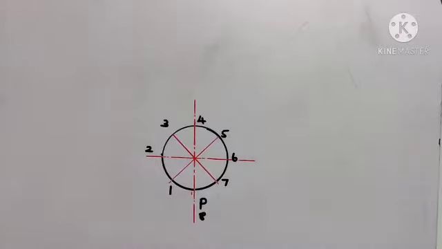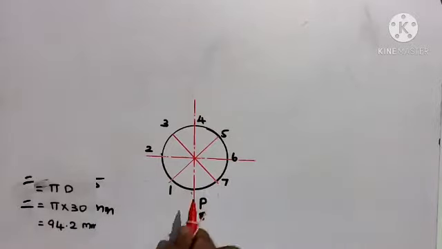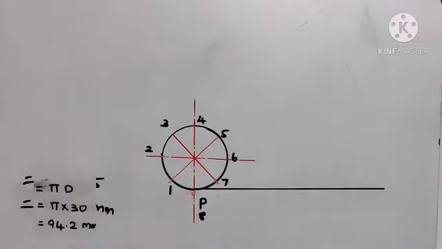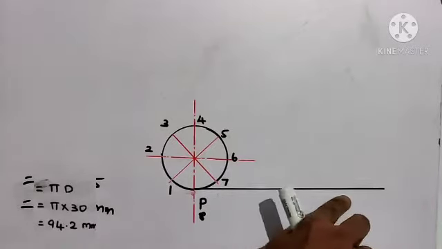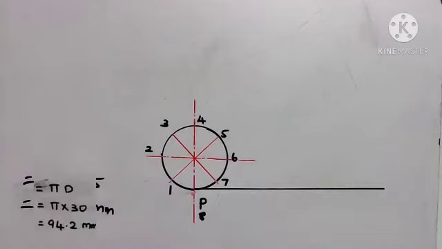Next, at the point where the thread is tied, from there we need to draw a horizontal line for the distance of the circumference of the circle. We need to draw a horizontal line from point P, something like this. The horizontal line can be considered as a tangent for point P. The distance of the horizontal line is 84.2 mm.